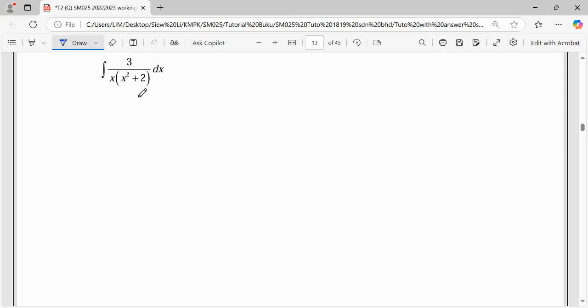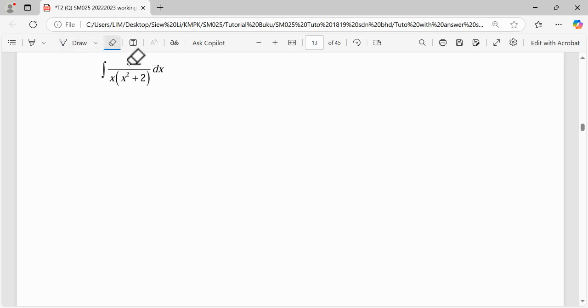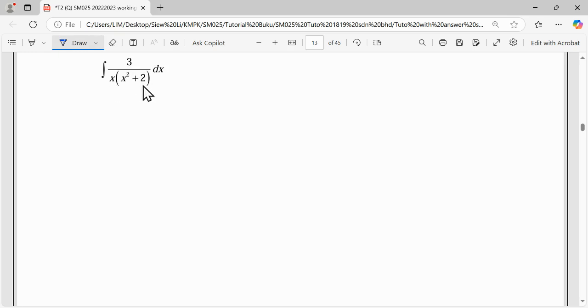Hi everyone, we're going to integrate this question by using partial fractions. First of all, we need to express our fraction in partial fraction form. First, this has to be a proper function. As you can see, this is constant. Down here, when we expand, we have cubic. So this is proper. Secondly, we have to make sure our denominator can be factorized completely.